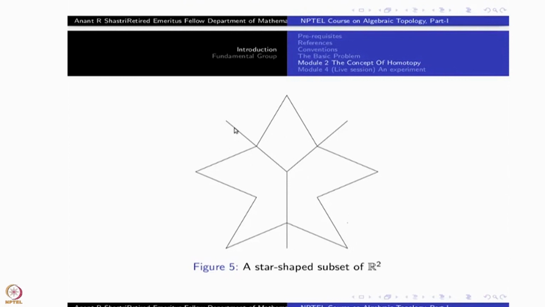So you can take a point here, and this line segment is from here up to here. Take another point here, for example. Of course, the two points themselves must be there. So if this is S naught, any other point must be inside this set, and then the whole line segment is there. Such a thing is called a star-shaped set. Okay, this is a star-shaped set inside R2.